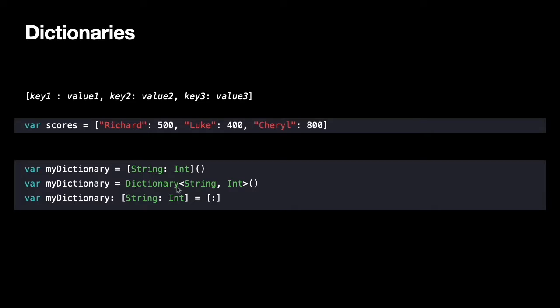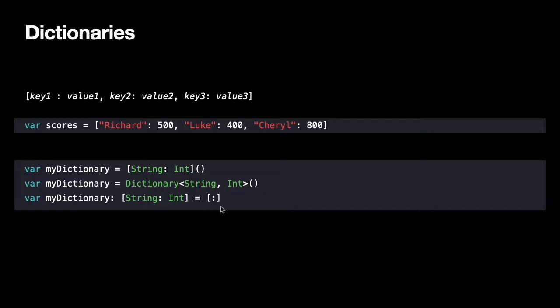Here is the native type, where we have dictionary, and then we use the less than sign and greater than sign with the key type and then the value type in there. And then in this case, we actually have the empty initializer, so we initialize an empty dictionary of this type.